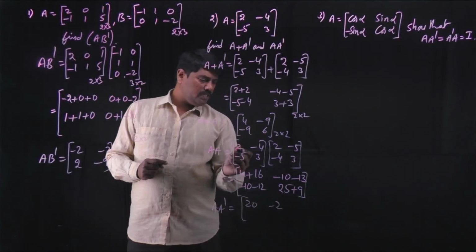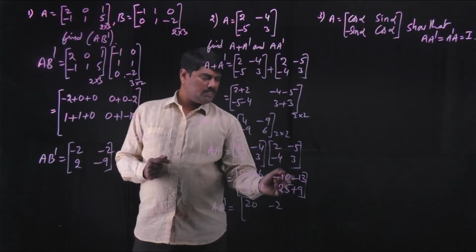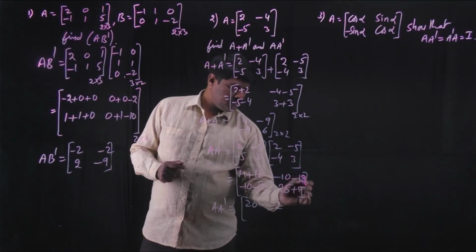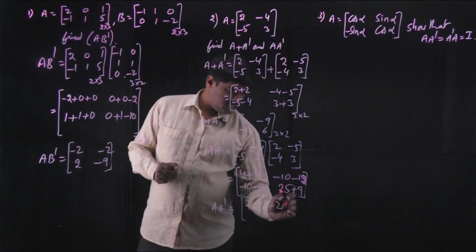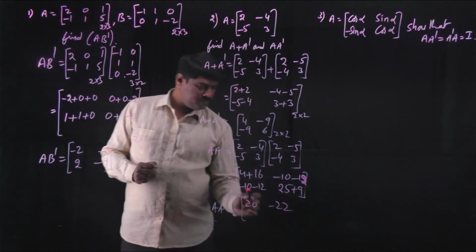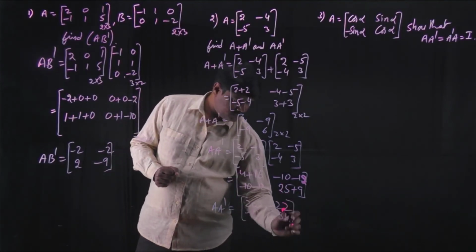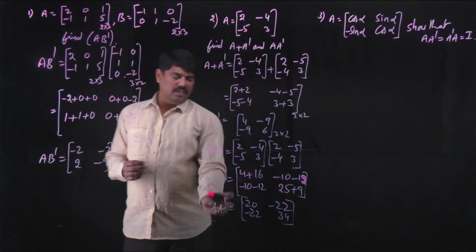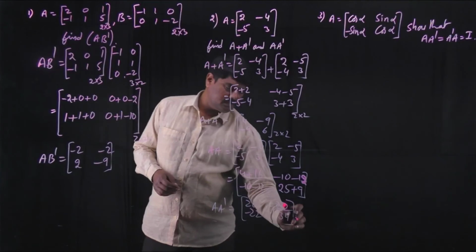Let me check here. 2 into 2 is 4, minus 4 into minus 4 is 16. 2 into minus 5 is minus 10, minus 4 into 3 is minus 12, this one, not 13. Let me correct this one, that is 12. So minus 10 minus 12 is minus 22. This is also minus 22. This is 34. So we already know the property that A into A dash is also a symmetric matrix. So you will get a 2 by 2 symmetric matrix here.